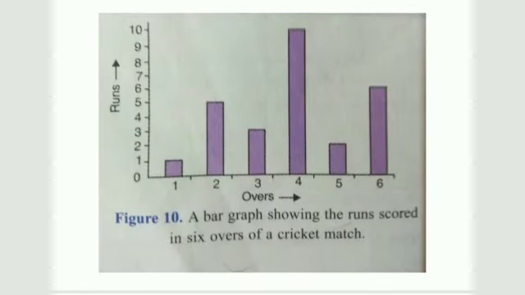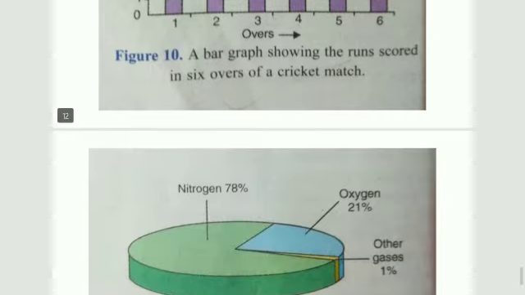I told you that I will show you the bar graph and pie chart. This is a bar graph. The boys who are interested in cricket know a bar graph showing the runs scored in 6 overs of a cricket match. It is shown in the form of bars, that's why it is called a bar graph. Left side is runs and the right side is overs.